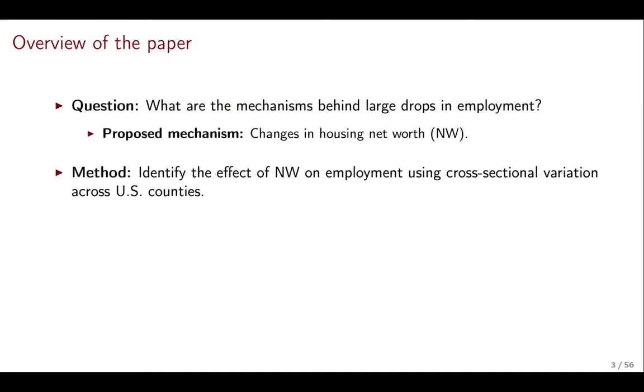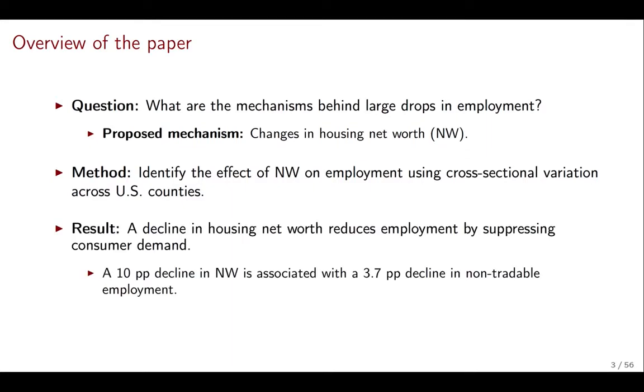The method they're going to employ is they want to identify the effect of net worth on employment using cross-sectional variation across US counties. So because different counties are affected differently in the change of net worth of their households, they should also have different variation in terms of their employment. So the idea here is that counties where net worth has decreased the most are also counties where employment has decreased the most.